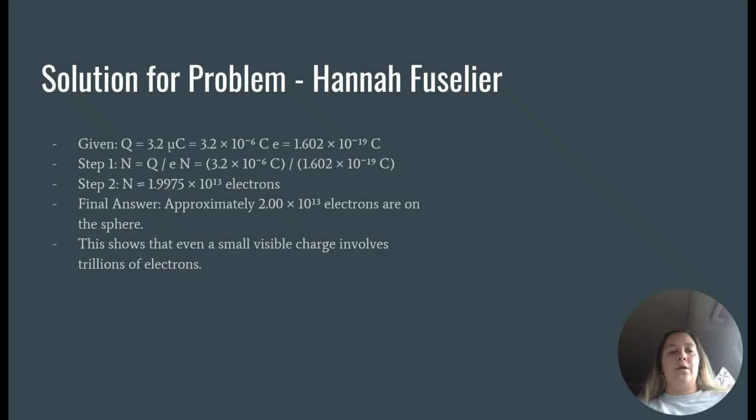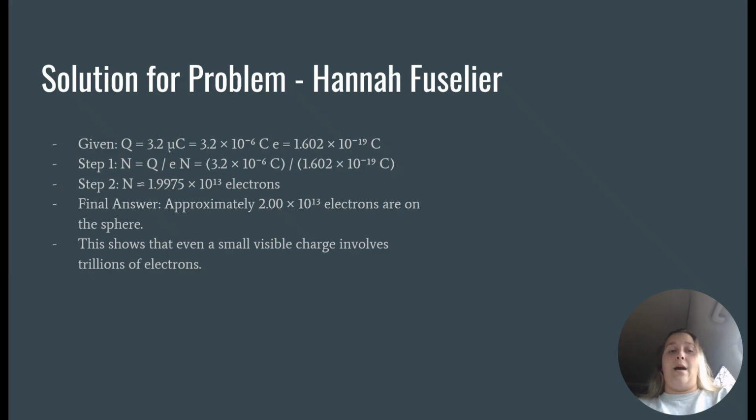Solution for the problem. Given q equals 3.2 times 10 to the negative 6 power, and e equals 1.602 times 10 to the negative 19th power. Step 1 is n equals q divided by e, so n equals 3.2 times 10 to the negative 6 power divided by 1.602 times 10 to the negative 19th power.